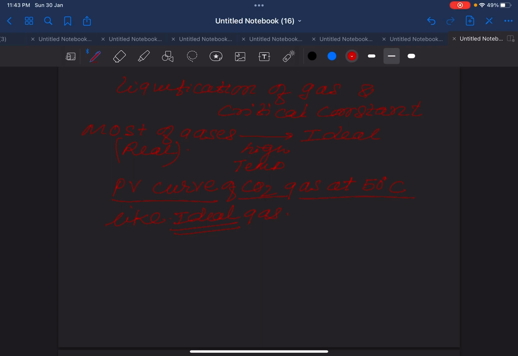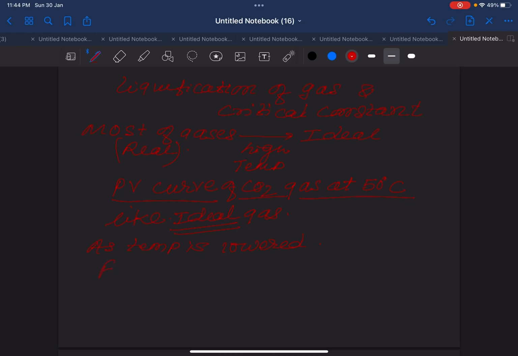As the temperature is lowered, the PV curve shows a deviation from the ideal Boyle's law curve. है ना. At a particular value of low temperature, the gas is liquefied at a certain increased pressure.